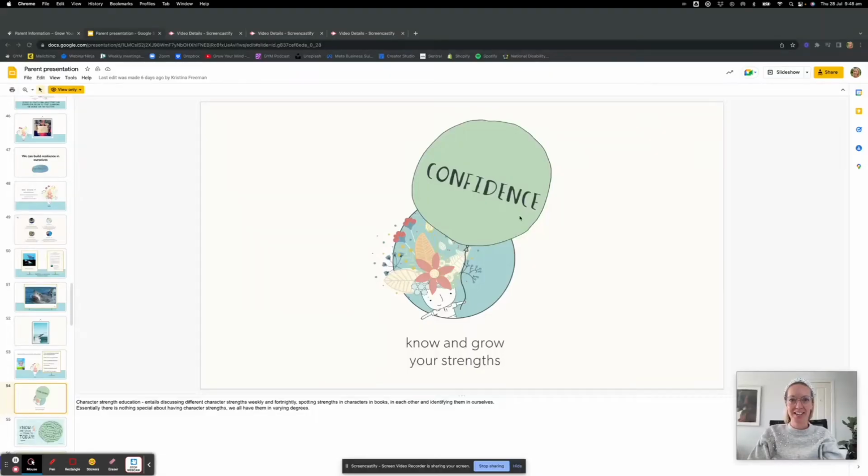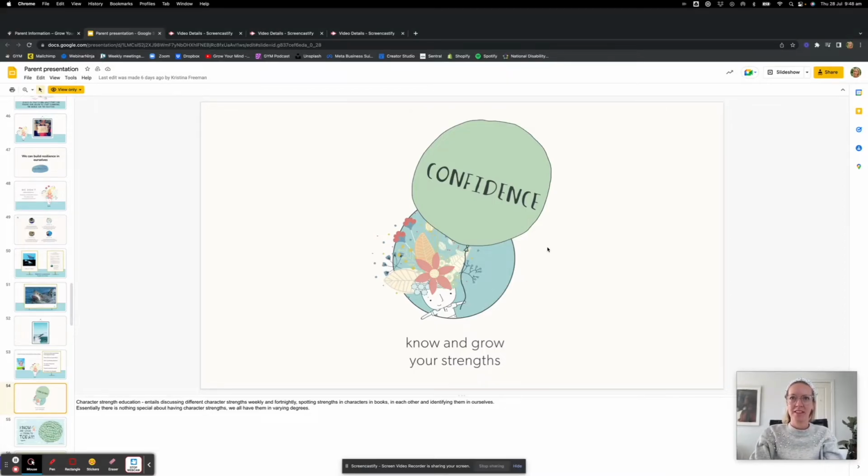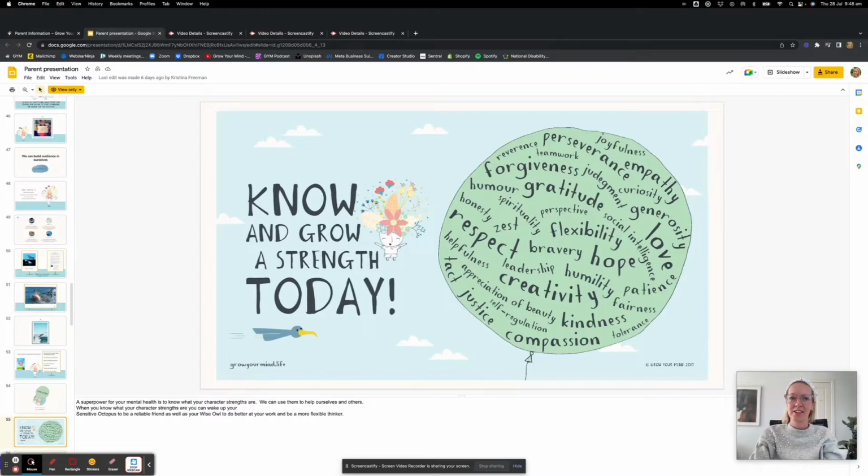The next strategy is character strength education. Knowing and growing our strengths is a really big part of the Grow Your Mind program. You can see here our character strength poster. It's a real superpower for our mental health, is recognizing character strengths in ourselves and also in others. In fact, it's often easier to spot in other people than ourselves, but we all have all of these inside us. We show them to grow them at different times to varying degrees.